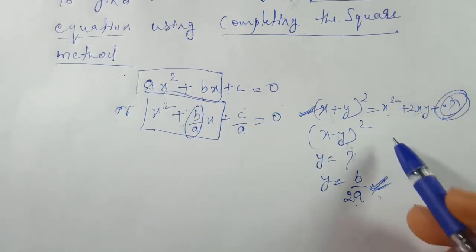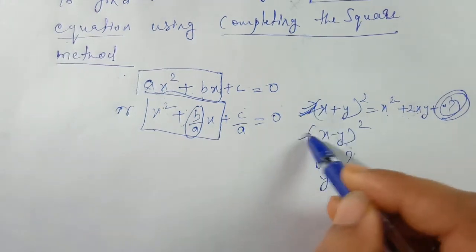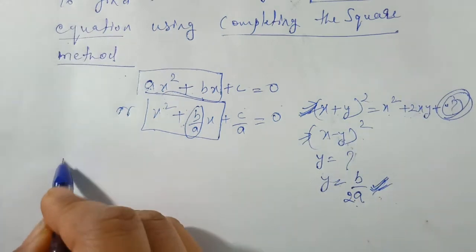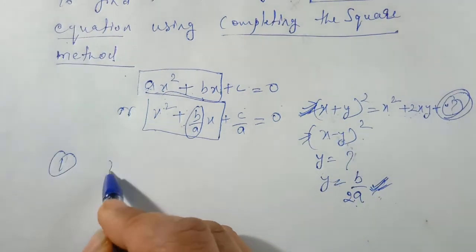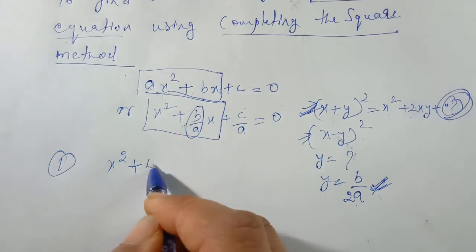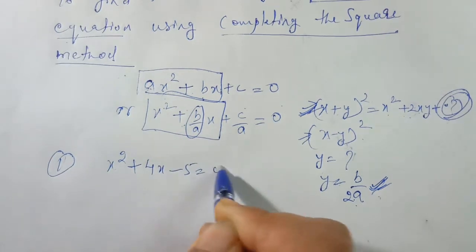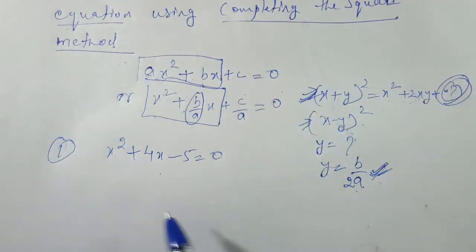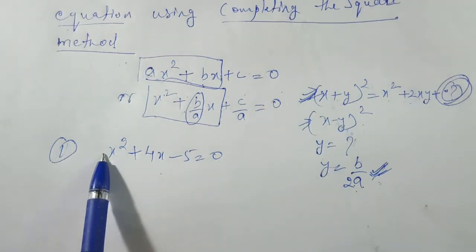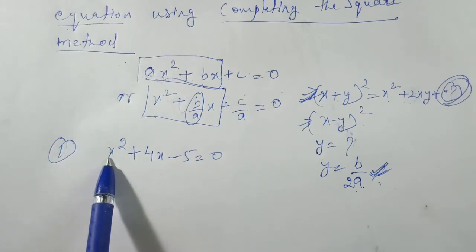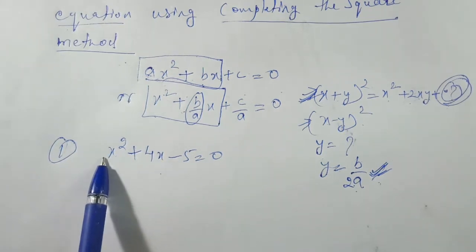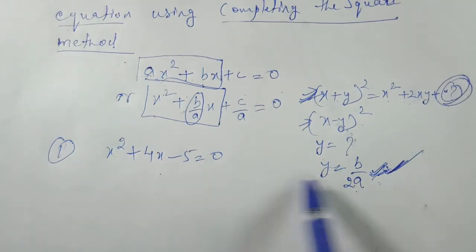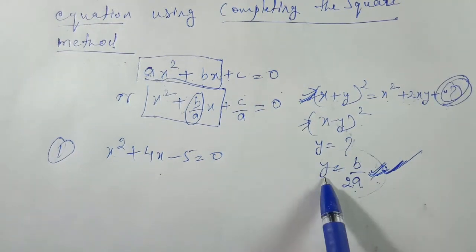Then by calculation you will identify which identity will be used, (x plus y) whole square or (x minus y) whole square. So let us take an example. The easy one I am taking: x square plus 4x minus 5 equal to 0. We have to find the roots using the completing the square method. So here the coefficient of x square is already 1, so no need to divide it by any coefficient. We're going to use the second step, that is, we have to identify the value of y.